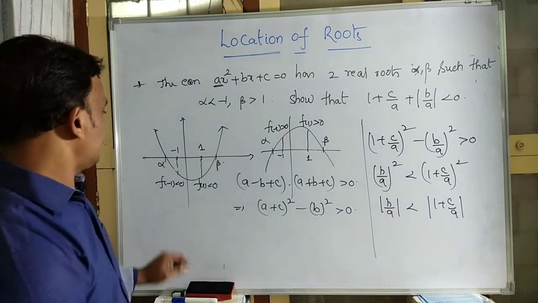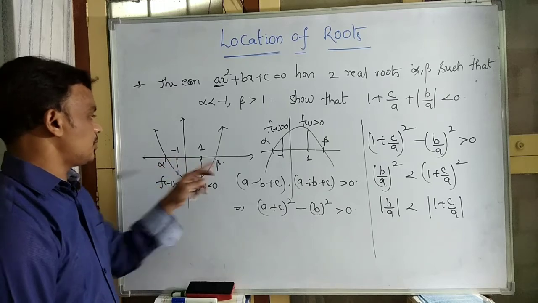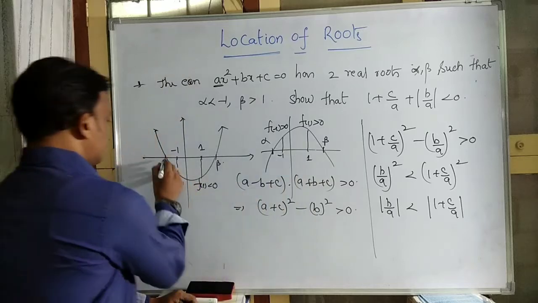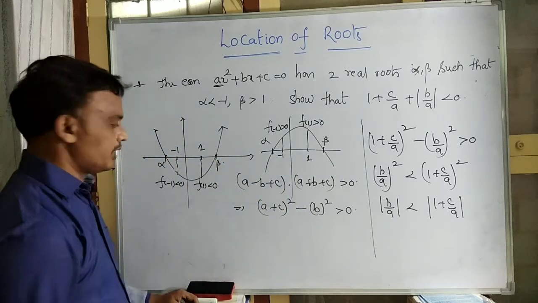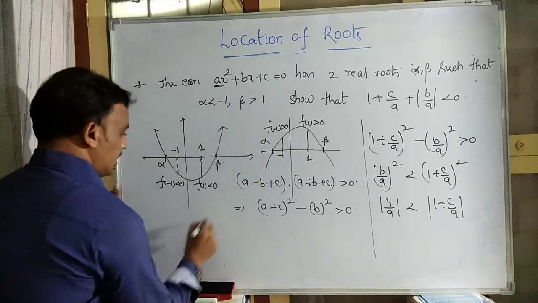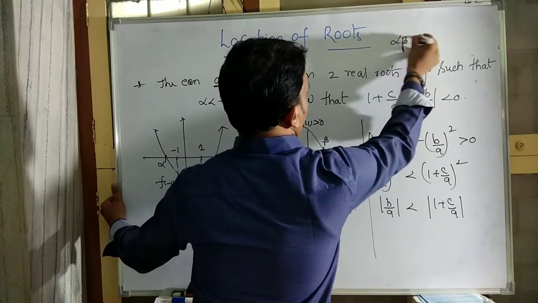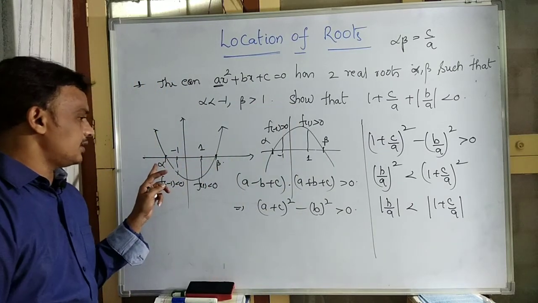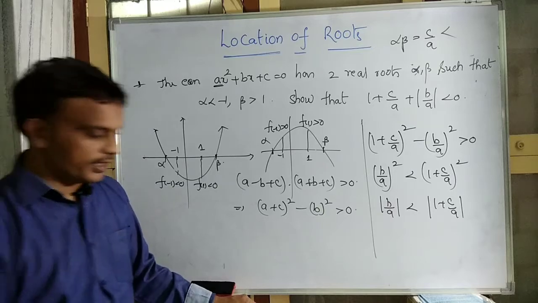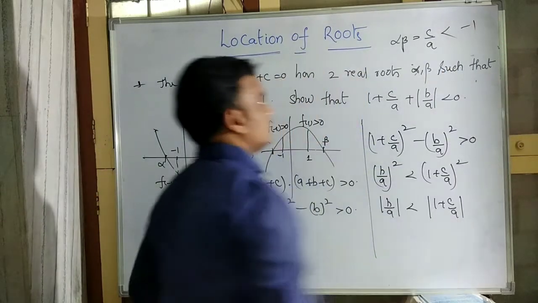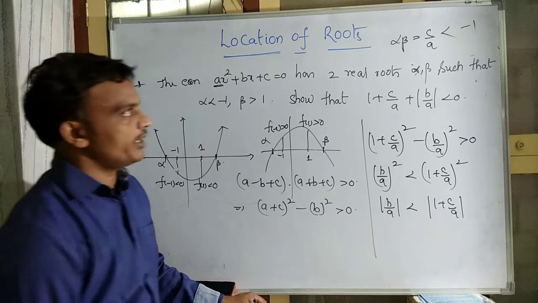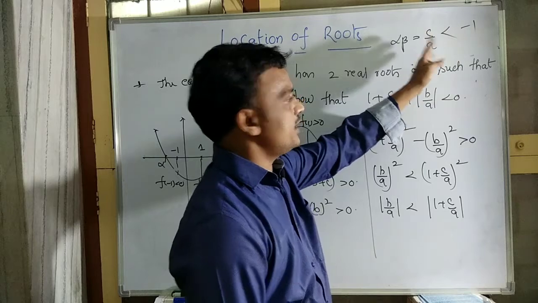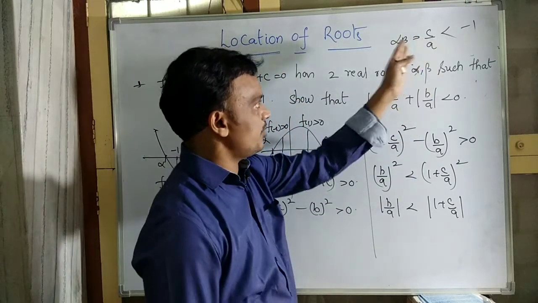Yes, come on, in this case, what about the product of the roots? One is negative and one is positive. Clearly, one is negative and one is positive. So I can take the product of the roots, alpha into beta, which is c by a, but from this I can say c by a is less than minus 1. So c by a plus 1 is negative, that is, 1 plus c by a is negative.